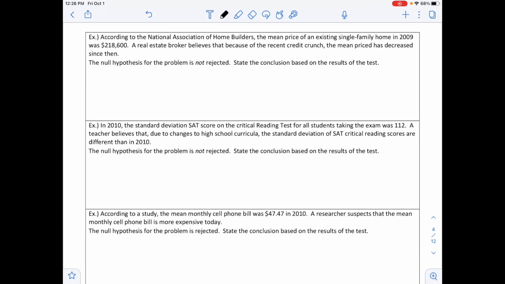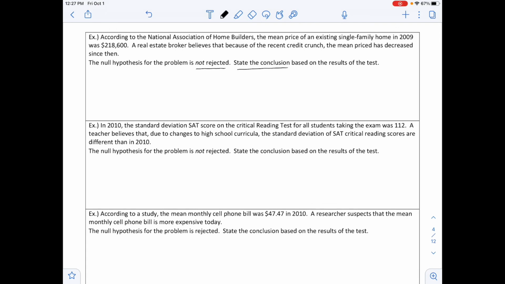So on the next page, it says, according to the National Association of Home Builders, the mean price of an existing single-family home in 2009 was $218,600. A real estate broker believes that because of the recent credit crunch, the mean price has decreased since then. So the null hypothesis for this problem is not rejected. We're going to state the conclusion based upon the results of the test.